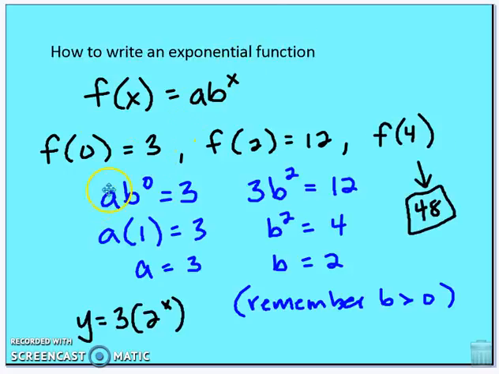So what we can learn from this, if the function a times b to the 0 is equal to 3, then I can figure out that a times 1 is equal to 3 because b to the 0 is 1. So a must be equal to 3. And I'm going to use that information to place that into the second equation. 3 times b squared is equal to 12. Solve for b squared and b ends up being equal to 2. So my function is y is equal to 3 times 2 to the x. And f of 4 ends up being equal to 48.